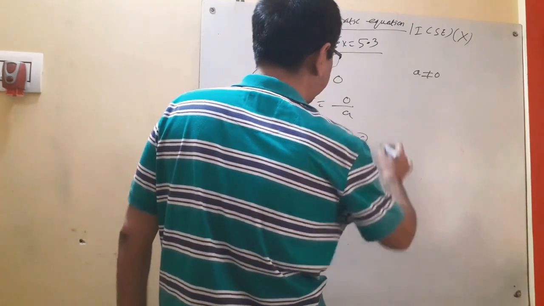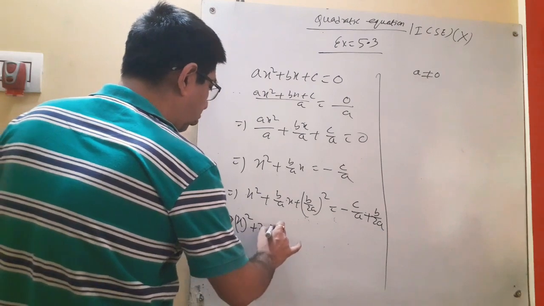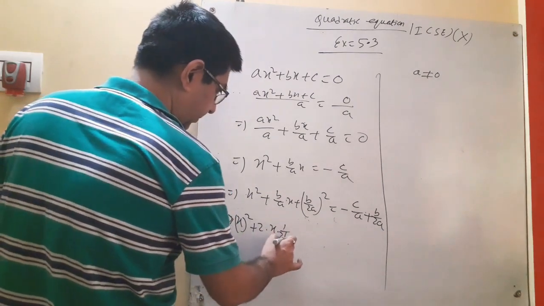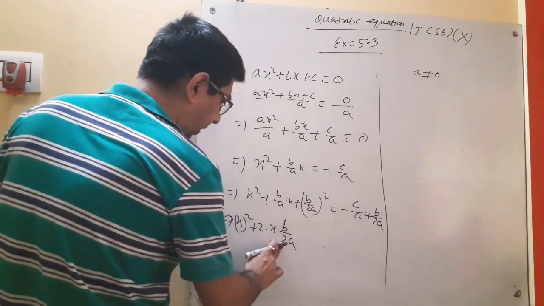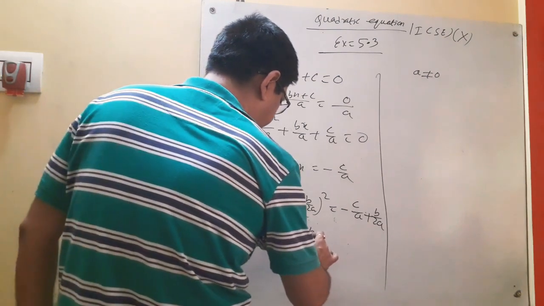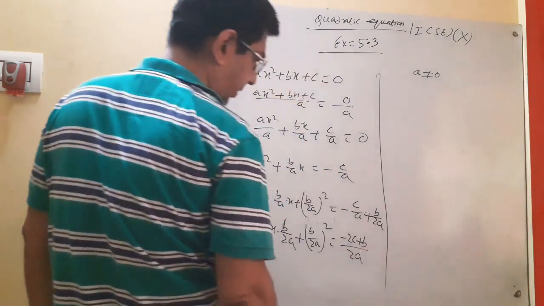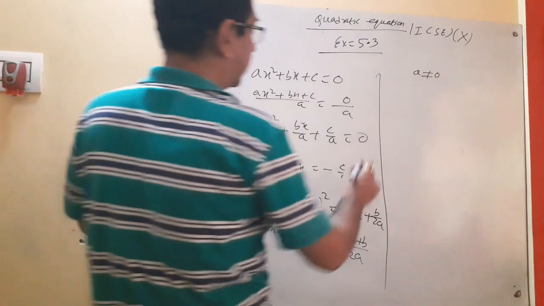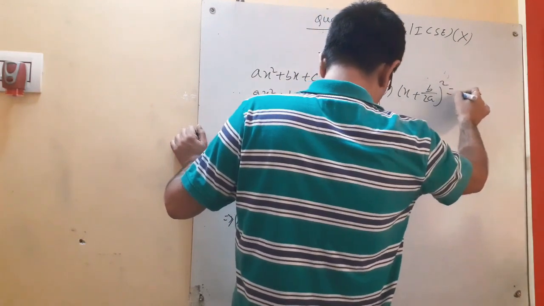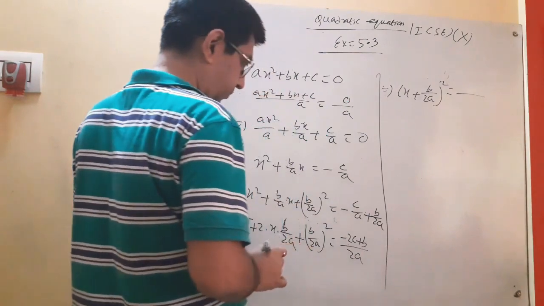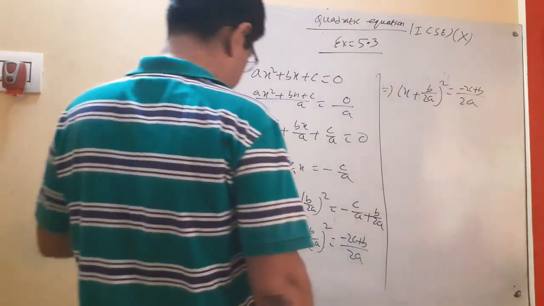Look what we are getting here: x square plus 2 into x into b by 2a, the 2 cancels and we get bx by a, plus b by 2a whole square.